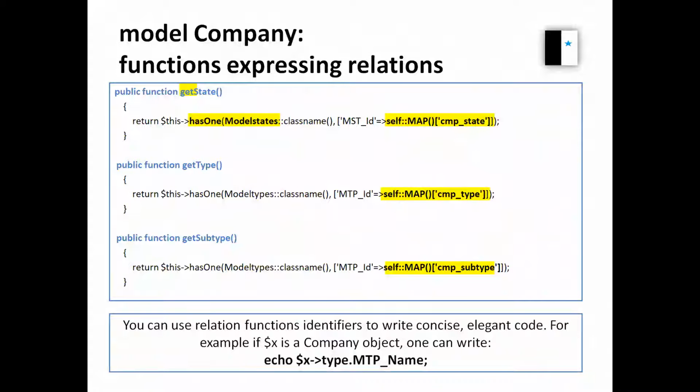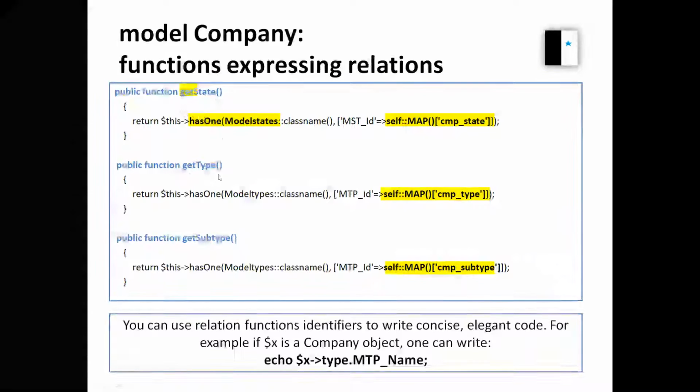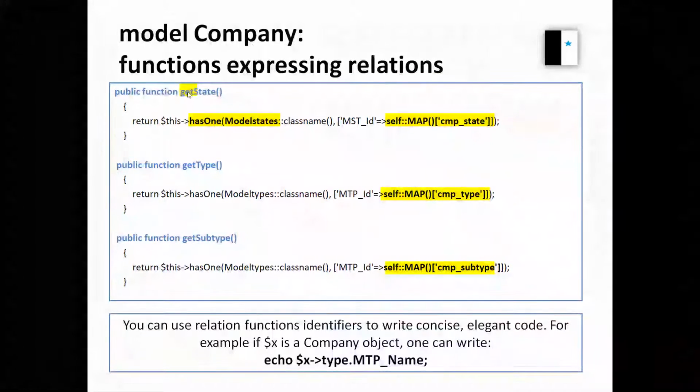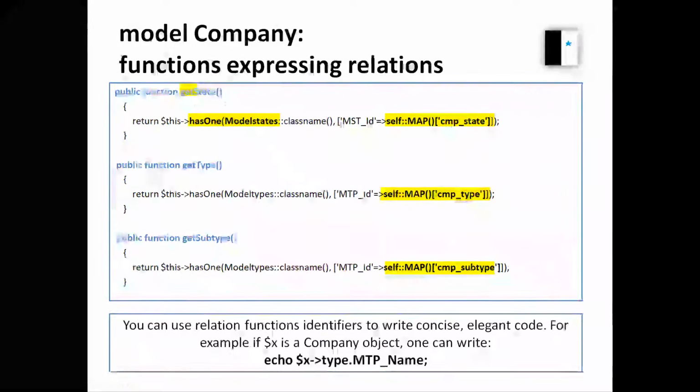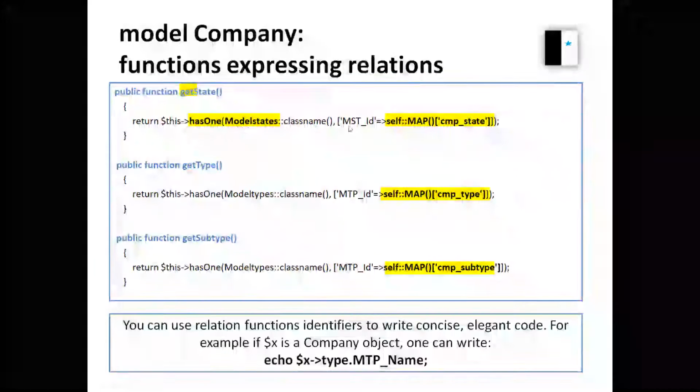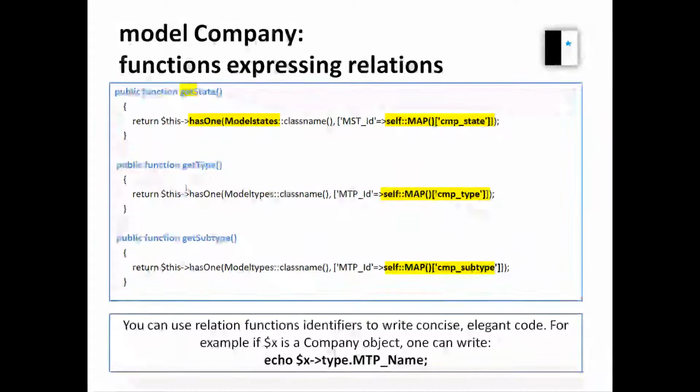Since model Company is an ActiveRecord, we may write functions expressing relations to other ActiveRecord models of our application. And these relations actually reflect relations that exist between the corresponding tables in the database. In our model Company, we have written three such functions: getState, getType, and getSubtype. Notice the naming convention used for the identifiers of these functions. You always begin with the word get, and then you choose an identifier of your own. The first function states that any company has a unique state. The second function says that any company has a unique type. And the third function says that any company has a unique subtype.